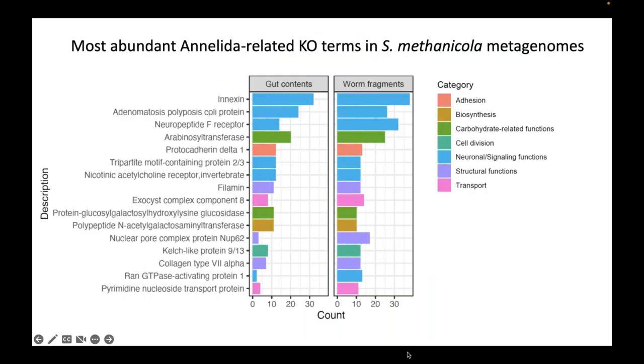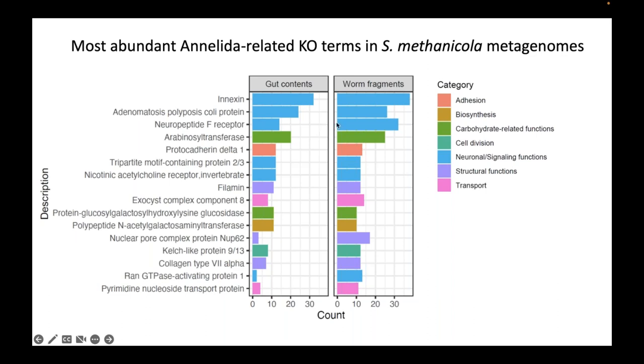So besides phylogenetic marker genes, I was also mining the metagenomic annotations for functional genes, and I looked at the most abundant KO terms that are related to annelids that were identified by GhostKOALA. The most abundant KO term was related to innexin, and innexins are proteins that form gap junctions between neurons and are also potentially useful for studying annelid phylogeny. Most of the abundant KO terms are related to neuronal and signaling functions; these are represented as blue bars in this chart over here.